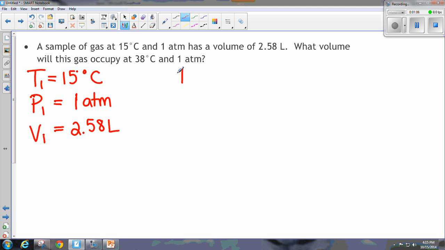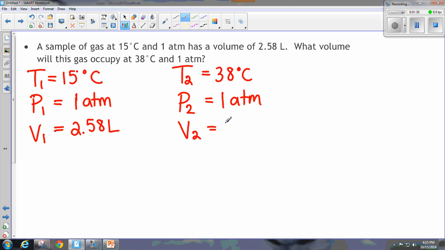So I'm going to need a T2, a P2, and a V2. I like to keep them in the same order. So T2 is 38 degrees Celsius. P2 isn't really a P2. It stays at 1 atmosphere. And V2 is what we're solving for. What volume will this gas now occupy?